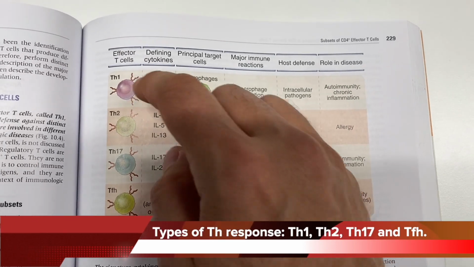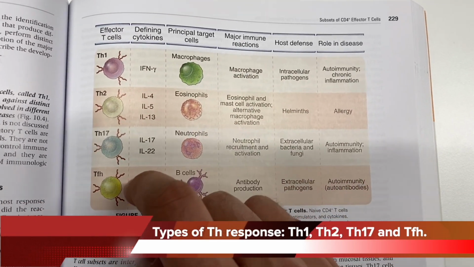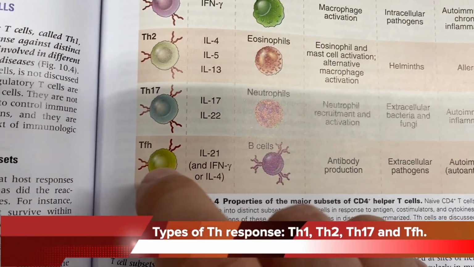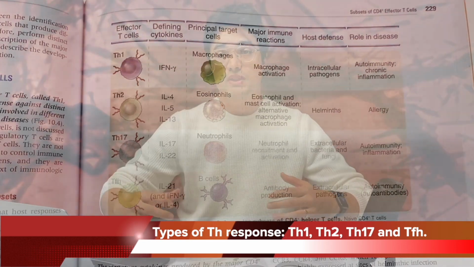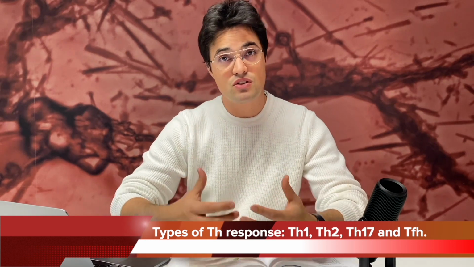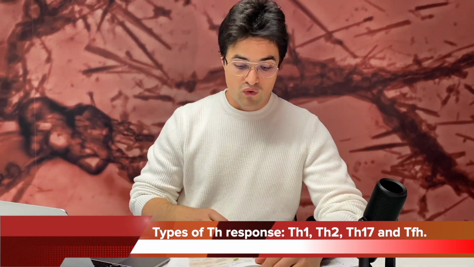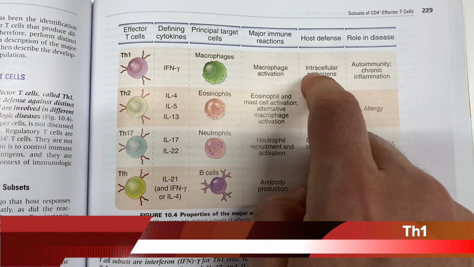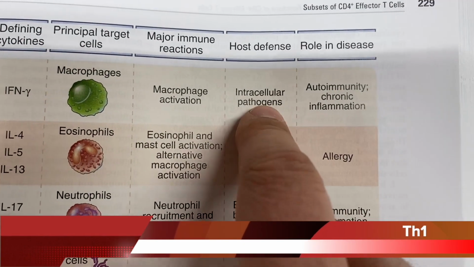Okay? So when we talk about immune response, there are essentially 4 types of immune response: the Th1, the Th2, the Th17, and the TFH. So the type of immune response depends on the condition or the pathogen that we are talking about. For example, the Th1 immune response is mostly related with intracellular pathogens.